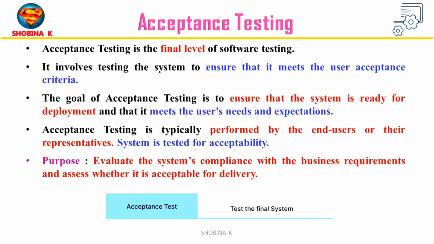It ensures that the system meets the user acceptance criteria and it is ready for deployment. Acceptance testing focuses on validating the system's functionality, usability, and performance concerning user expectations and real-world scenarios. This level of testing is typically performed by end users or their representatives, and they will make sure the system is ready for deployment and meets the user needs and expectations. So the primary objective is to validate compliance with business requirements and evaluate system acceptability.